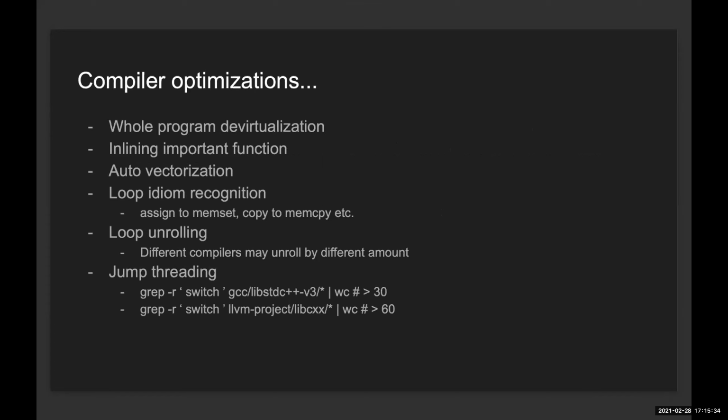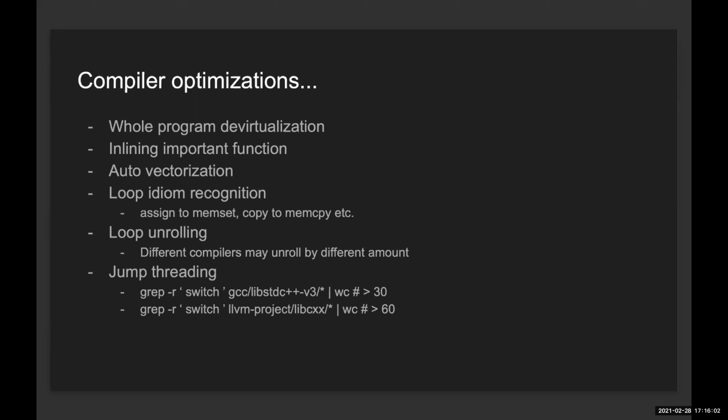And a whole lot of other compiler optimizations. I would touch very briefly on each of these. The first one is whole program devirtualization. These days link time optimization, like ThinLTO, is getting more and more popular. Now, if we choose to build the C++ standard library with the application, we can get a lot of advantage there.